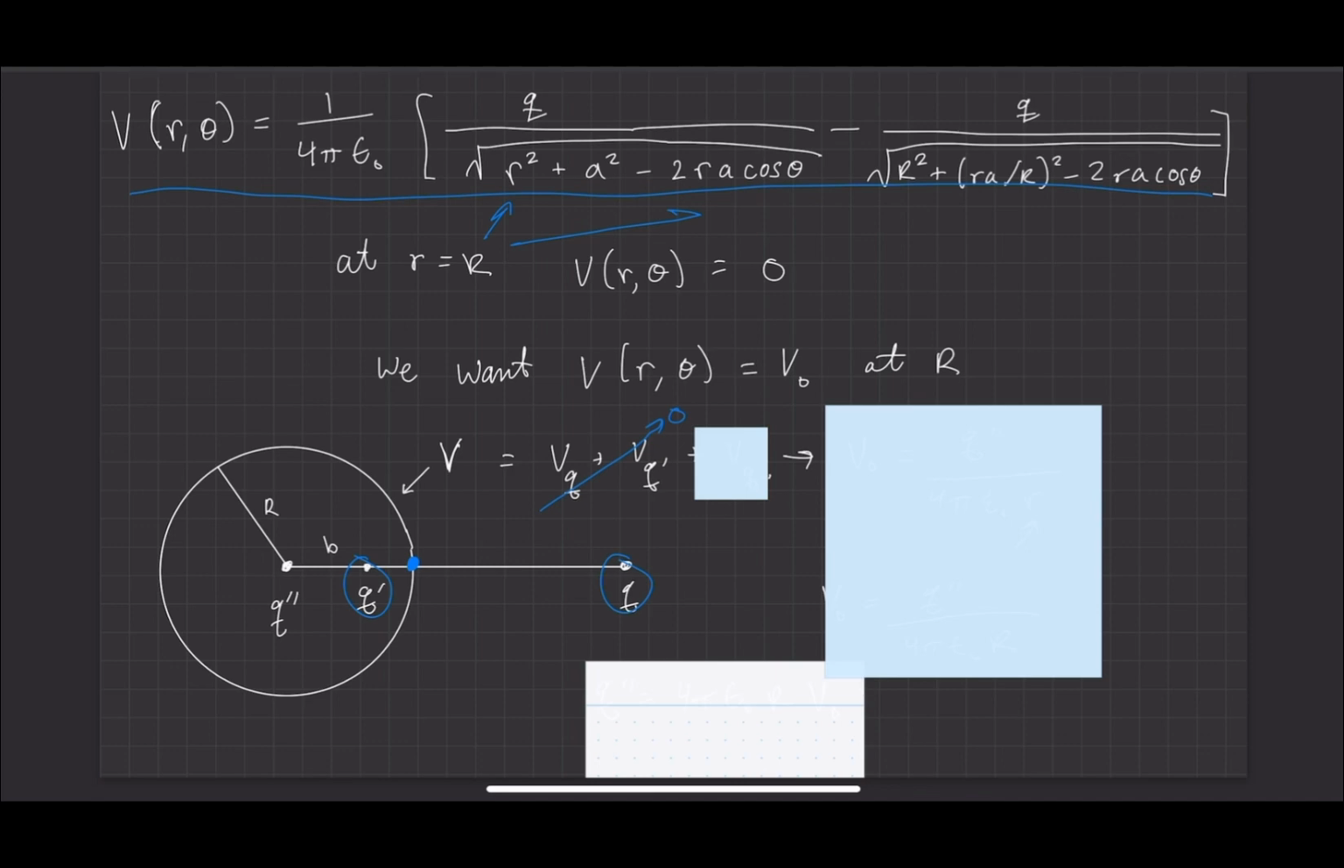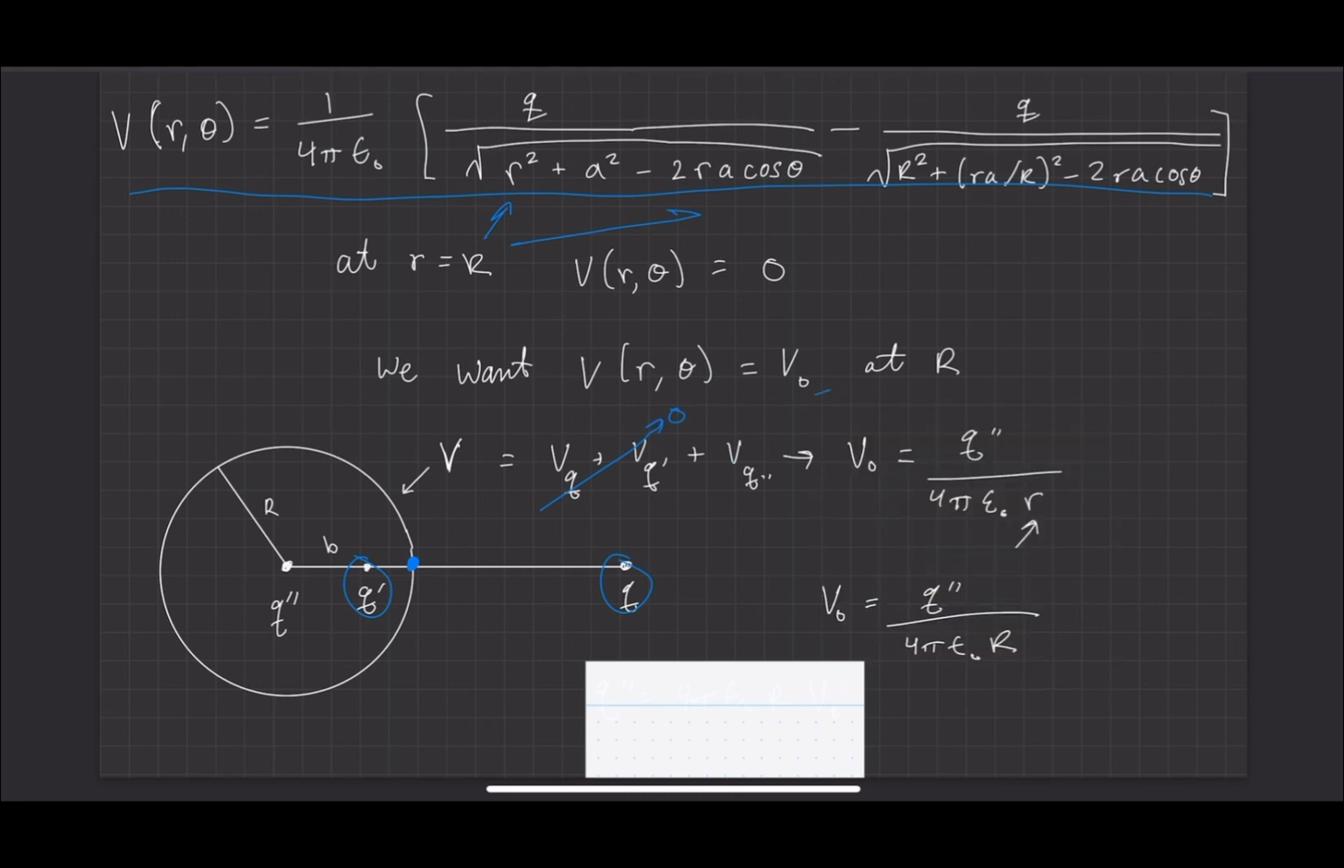So the potential at the surface of the sphere, due to this q double prime at the center, is just V sub q double prime. And since the other two potentials due to these other charges cancel out, the potential at the surface is just equal to V sub q double prime, and we can just call that V naught in our case, since that's what we want.